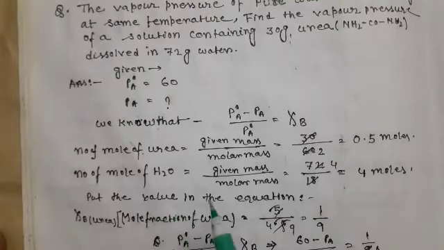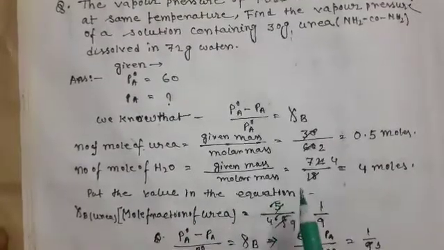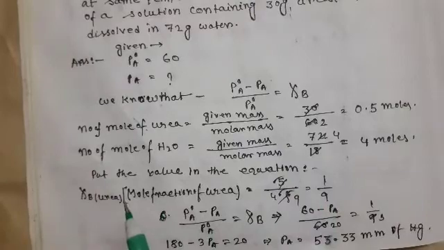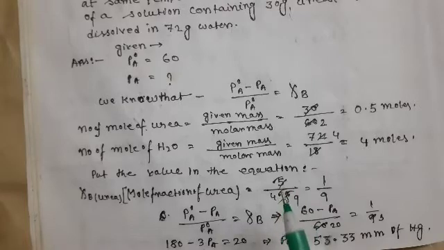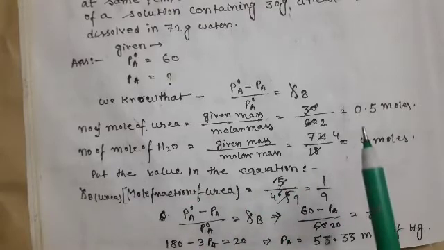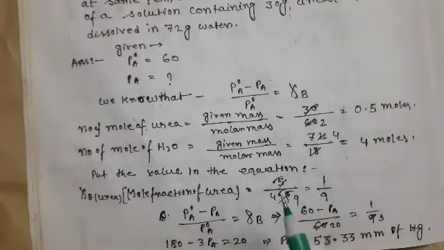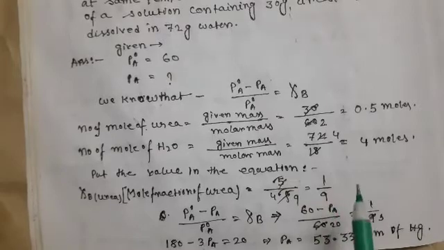Put the values in the equation. At first we calculate the mole fraction of B. The mole fraction of B, that is urea, is equal to the number of moles of urea by the total number of moles. Total number of moles means moles of water plus moles of urea, that is 4 plus 0.5, which is 4.5, and the number of moles of urea is 0.5. The answer is 1 by 9.